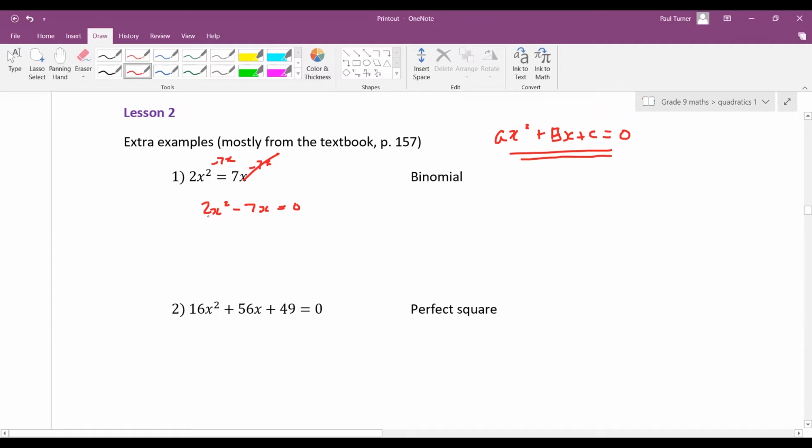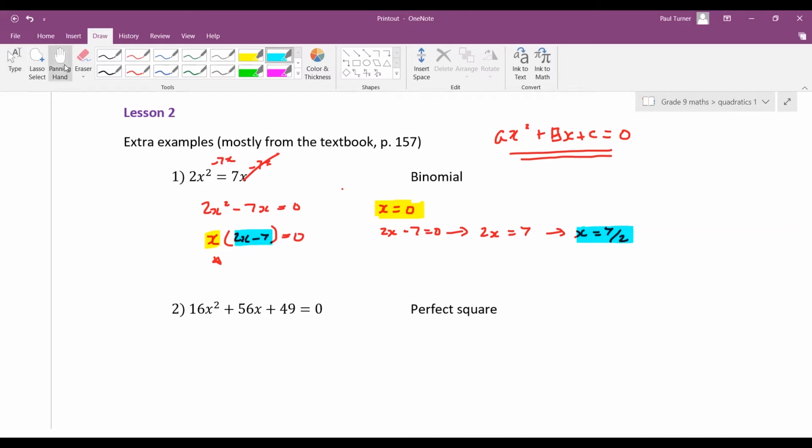Because it's binomial, we'll look for a common factor here, which will be x. And then you'll have 2x minus 7 equals 0. Okay, so just factorize out the x. So that's telling you that either x equals 0 for the first solution from this one, or 2x minus 7 equals 0. So from that one, we'll say that 2x equals 7, and then x is 7 on 2. Okay, so that's 3.5. So that's your first solution there. So 0 coming from this factor here, and then x equals 7 on 2 coming from this factor here.